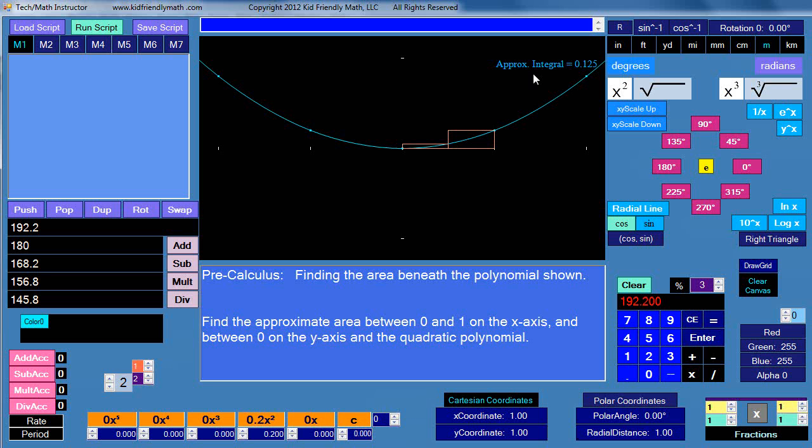Now, let me move that approximate integral sign over just a little bit. I'll just move that here, 0.5 in the x-coordinate. I think that'll do it.